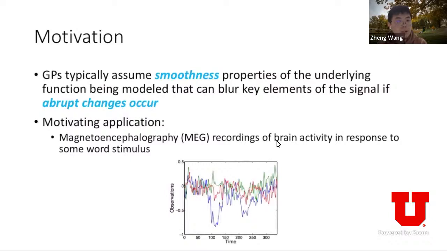For the motivation part, Gaussian processes usually assume smoothness properties of the underlying functions, so abrupt changes can always be ignored. And in the real world, there are many kinds of data that have them.